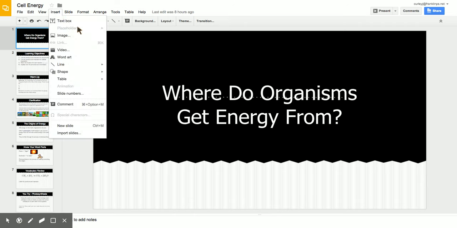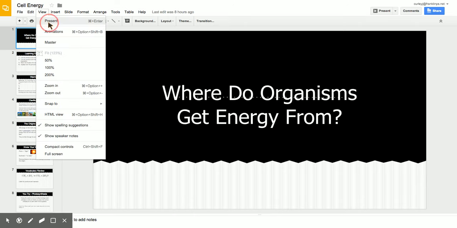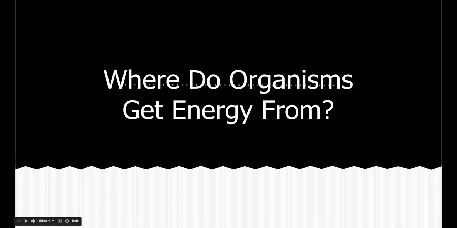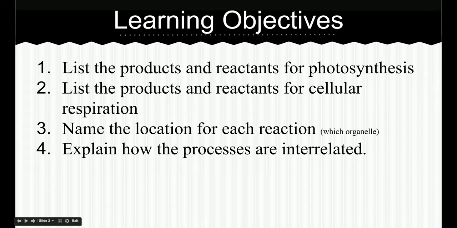All right, so this right here is a review of cellular respiration and photosynthesis from middle school. As far as the learning objectives, pieces of information that you are going to be required to understand from this video, you should be able to list the products and reactants for photosynthesis and cellular respiration. You should also be able to name the location of where each of these reactions occur in eukaryotes. And the last thing you should be able to do is explain how these processes are interrelated.